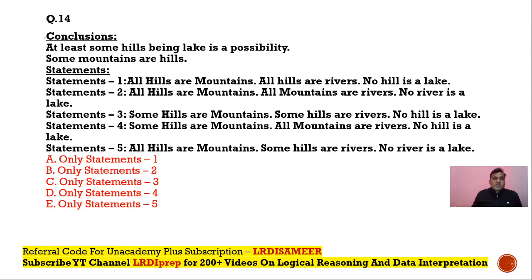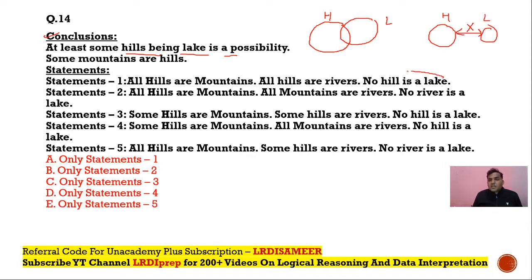Here is the next question. You see that here it is mentioned that at least some hills being lake is a possibility. All those statements saying that no hill is a lake will straight away be eliminated. No hill is a lake will also be eliminated. And then it says some mountains are hills.